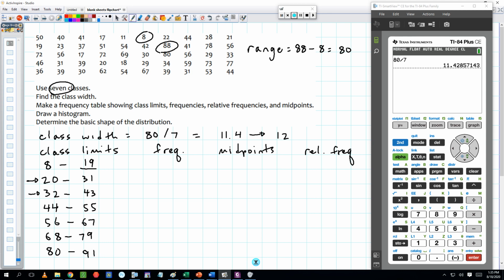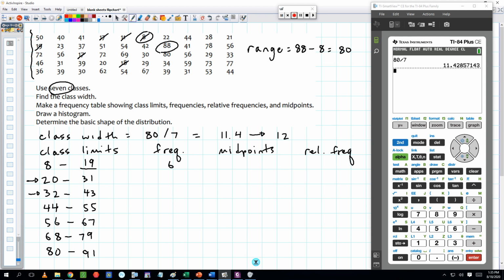and then we find our frequency. Now this is the hardest part, the tedious part. We have to go through our list of numbers up here and find out how many we have in each of these classes. So from 8 to 19, there's 1, 2, 3, 4, 5. And we give that another look, and there's 6.